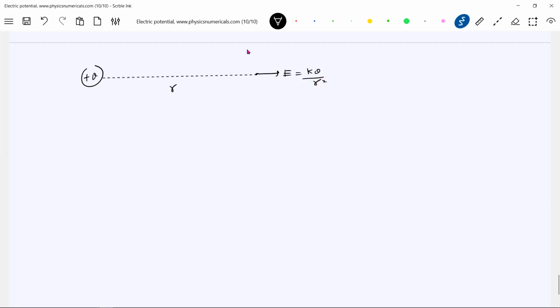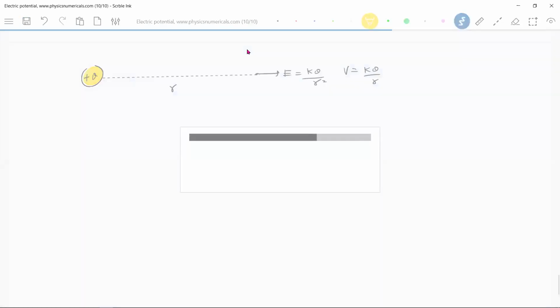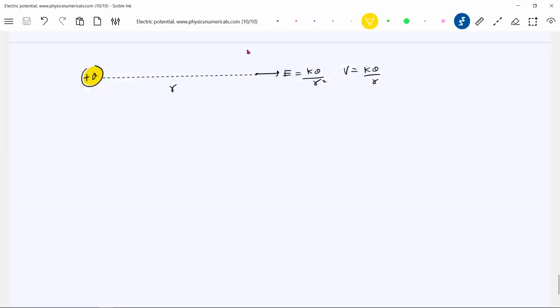Square. At the same time, we know also potential KQ by R. So I think we know everything. So we know for the point charge, what is the field strength, and also what is the potential at a distance R at point P.